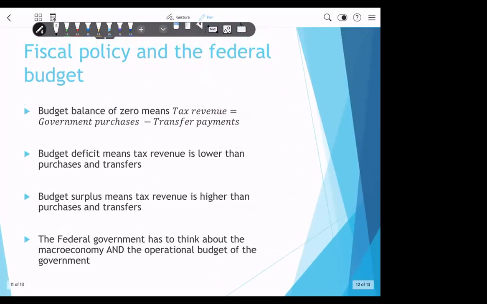Okay, so connecting fiscal policy and the federal budget. I know this is something that's important in the book, so we're going to talk about it a little bit. And we talked about tax revenues, right, in either one. So if you have a budget balance of 0, or the budget is balanced, sometimes it gets called, that just means that tax revenue equals government purchases minus transfer payments, okay? So all of the money coming in is equal to all of the money that goes out. If you have a budget deficit, that means tax revenue is lower than purchases and transfers.